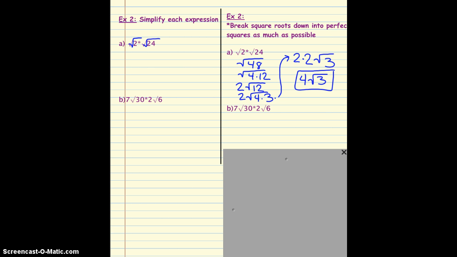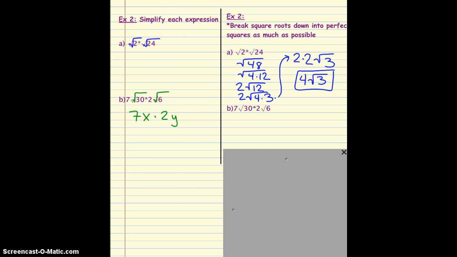All right, problem B. Now we've got numbers and square roots being multiplied by one another. 7 times the square root of 30 times 2 times the square root of 6. What we're going to do first is it says to multiply, and we can multiply everything. I like to think about the radicals, what's underneath, kind of like a variable. We can think about this as 7x times 2y. The things underneath the square root are different, so they'd be different variables.